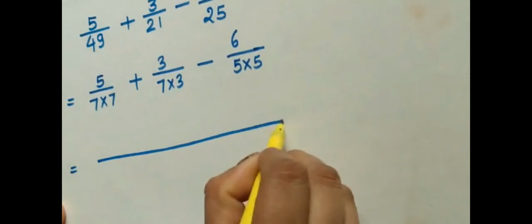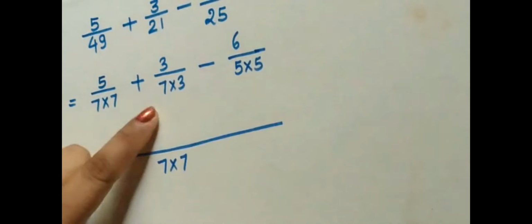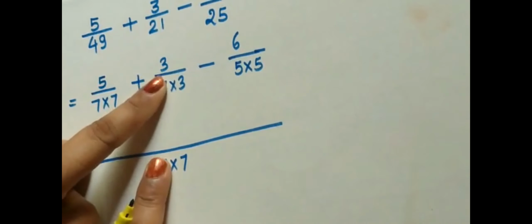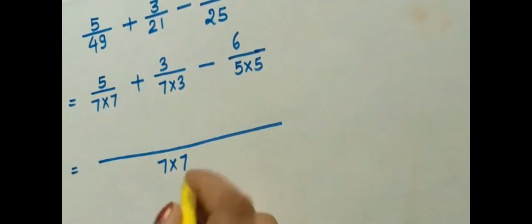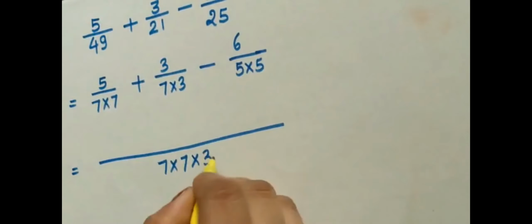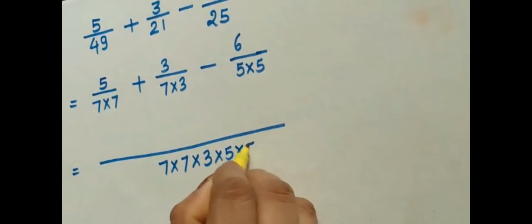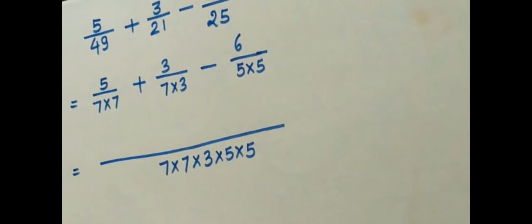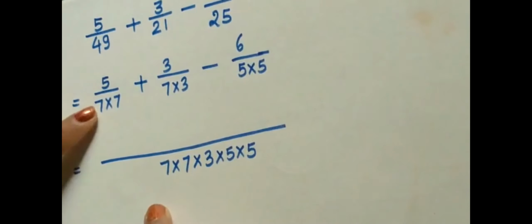Now we need to take the LCM, and we will follow the method which we did in the previous question. So we will copy this 7 cross 7, that is the first denominator. Now for the second denominator, 7 is already here, but 3 is not here, so we will write it once. 5 cross 5, here no 5 is present, so we need to copy both 5s here. So the denominator is now 7 cross 7 cross 3 cross 5 cross 5.